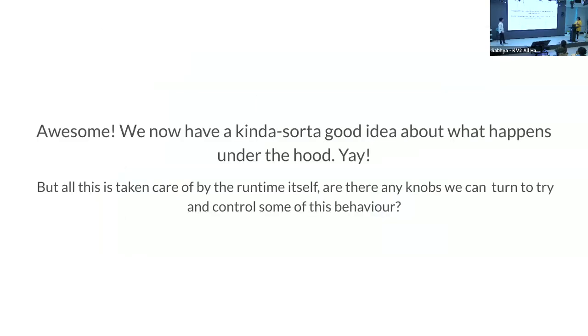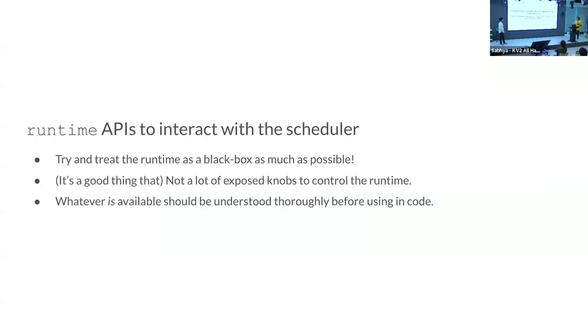Awesome. So we now have a kind of good idea about what happens under the hood. All this is taken care of by the runtime itself. Are there knobs that the runtime provides us with to interact with the scheduler specifically? There are runtime APIs that give us this. A long-standing recommendation from the Go team is to try and treat the runtime as a black box as much as possible. Now we are going to disregard that recommendation today, and we're going to tear open that black box and see what's inside. Whether it's a good idea or not, don't quote me on that. It's up to you. But at least it's cool, so we learn something new.